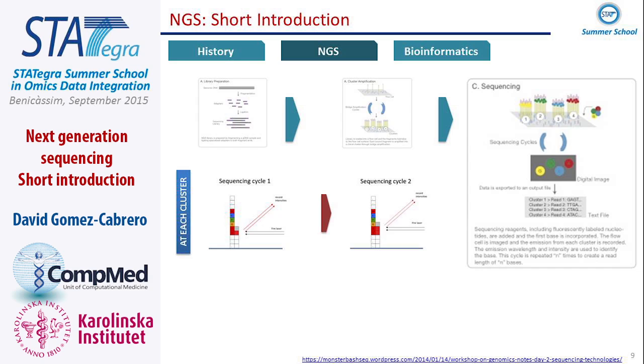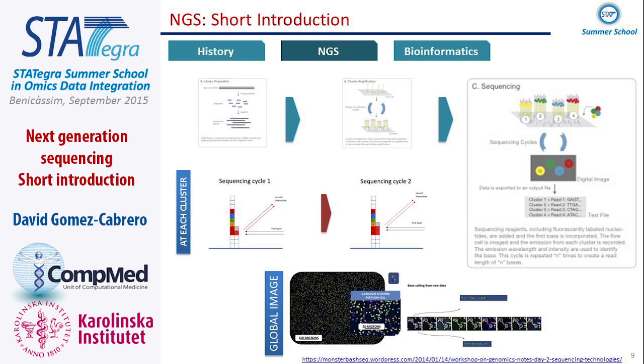Just to make it a bit clearer, imagine this is the slide. Each one of those dots is where a cluster has been generated. From time to time, we scan this figure and get information: okay, it's green, so it's T, it's a nucleotide. And for each one of them, we follow over time, and this gives us the sequence. This is a very short version of the explanation.